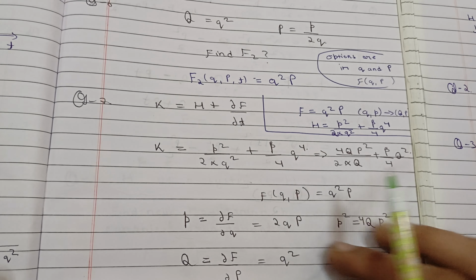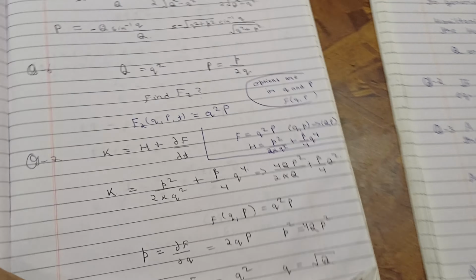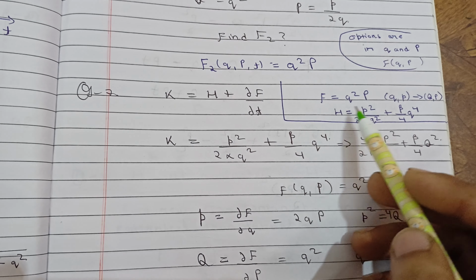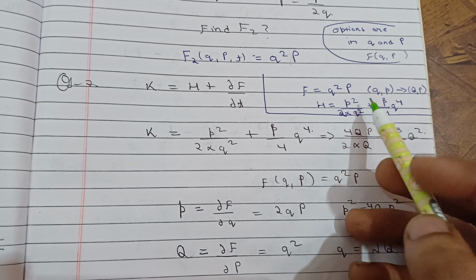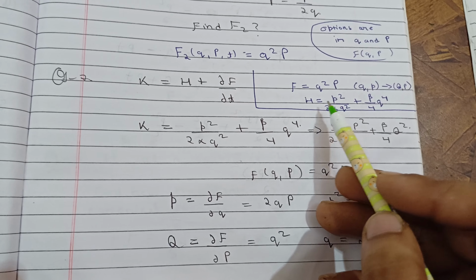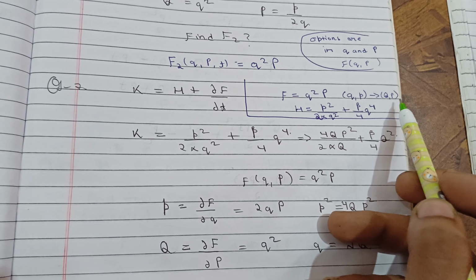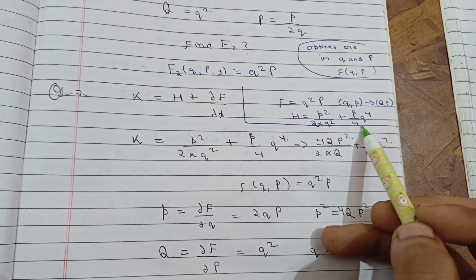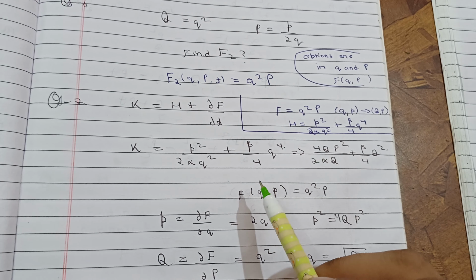So let's see one more question. In this question, your generating function was given as F equal to Q square P, and you need to transform your old coordinates to the new coordinate system and find the new Hamiltonian. Function is given and you need to convert them, and the old Hamiltonian is given: p square by 2 alpha q square plus beta by 4 q^4. So this was your question: find the new Hamiltonian.